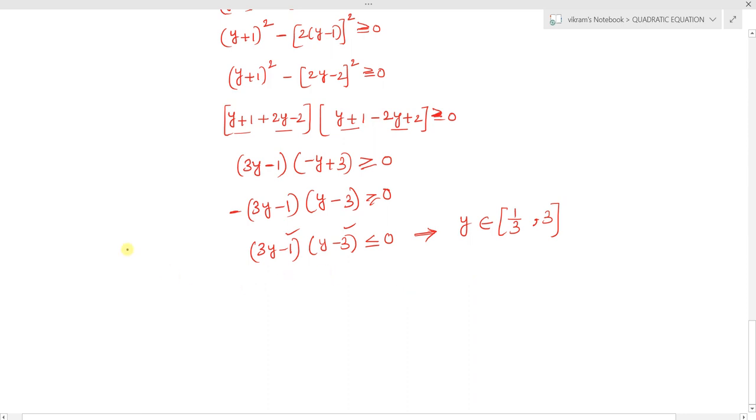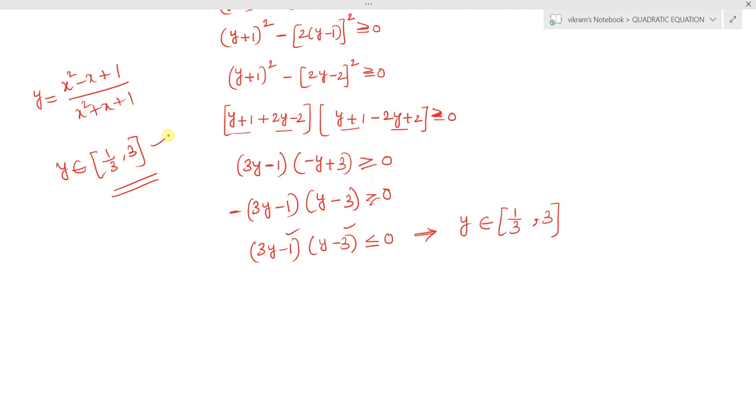Now what is the range of the given function? The function is y equals x square minus x plus 1 by x square plus x plus 1. The values of y: y belongs to 1 by 3 comma 3. Now we are able to find the range of a function in the form of linear by linear, linear by quadratic, quadratic by linear, or quadratic by quadratic.